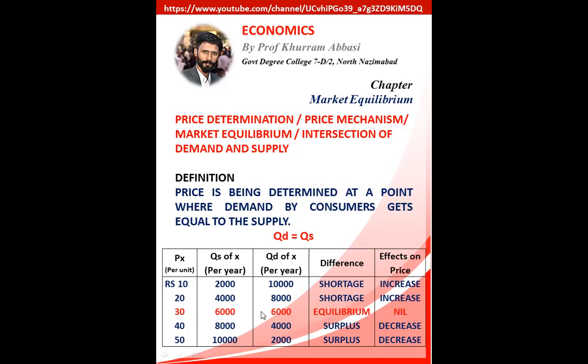Here again, if we discuss the price below 30, when price is 10 or 20, there is shortage. Shortage means producers want to sell 2000 units, but consumers have come to purchase 10,000 units. There is a shortage of 8,000 units. Again, when price is 20, there is also shortage. Producers want to sell 4,000 units, consumers want to buy 8,000 units. There is a shortage of 4,000 units.